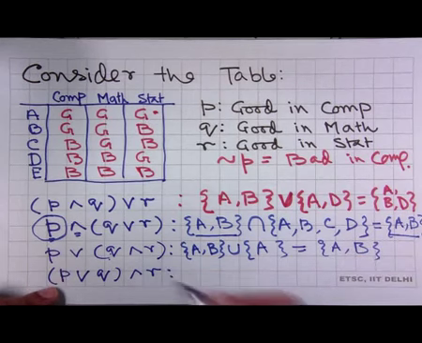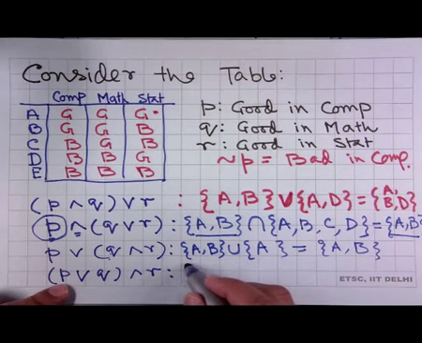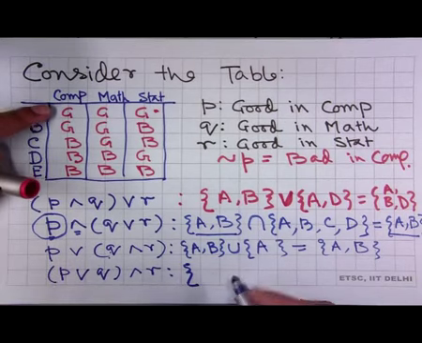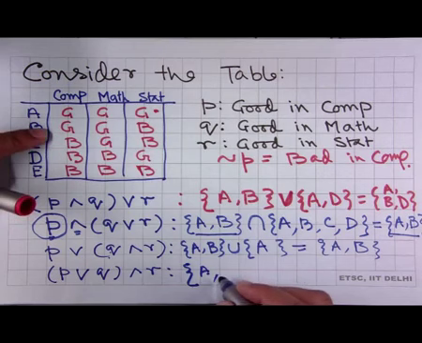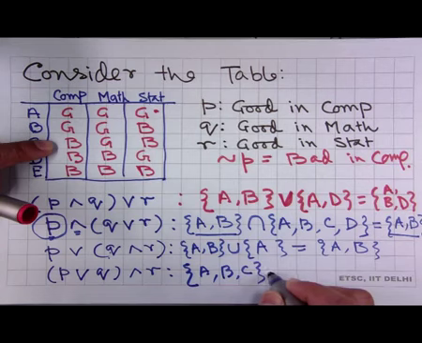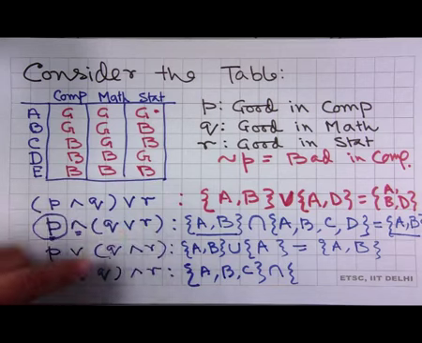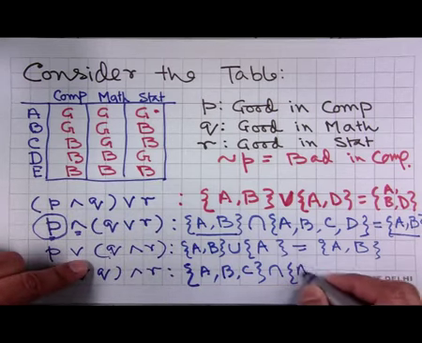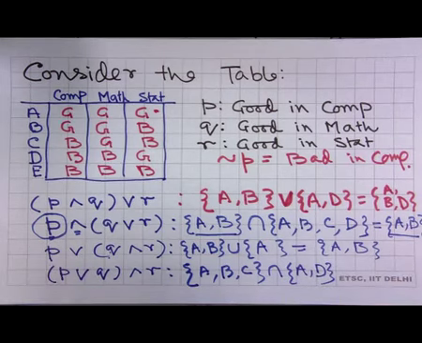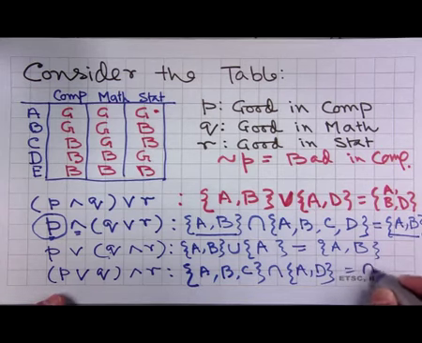On the other hand, if we look at (P or Q) and R, then by the similar logic, P or Q is going to give me A, comma B, comma C, and because it is an intersection, R will be given by A and D, and therefore, we get the intersection to be A.